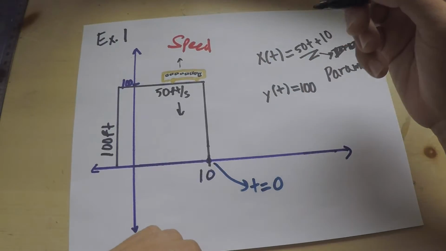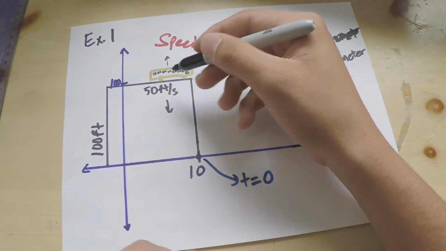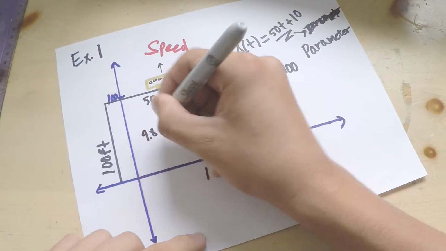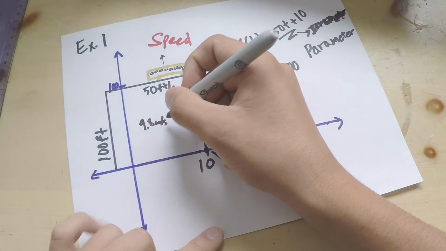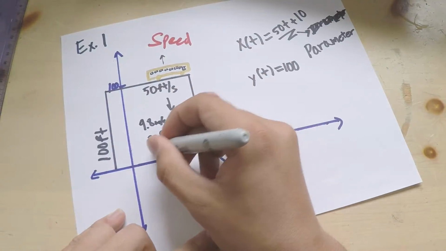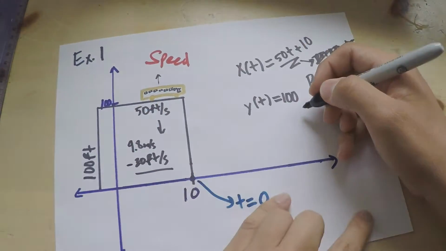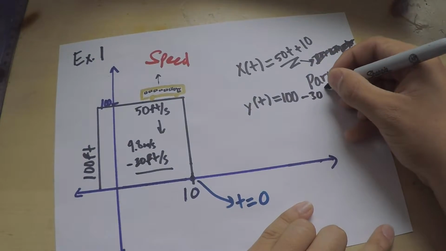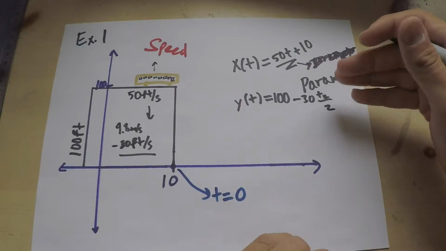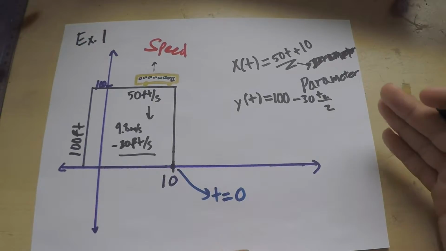Then it would be plus the gravity. Let's say gravity is 9.8 meters per second, but on this planet, whatever planet we're on, it is 30 feet per second. So this is gravity, 30 feet per second. Since gravity is going downward, we're going to say it's negative. So 100 minus 30 times time squared over 2, which is a formula used in parametric equations. I'm not sure where this formula comes from or what its origins are, but this is the formula.